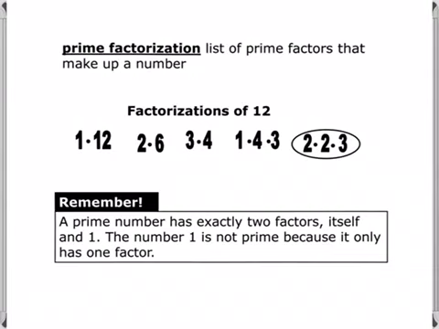Prime factorization means talking about the prime numbers that make up that number. So in this case, 2, 2, and 3 make up 12.